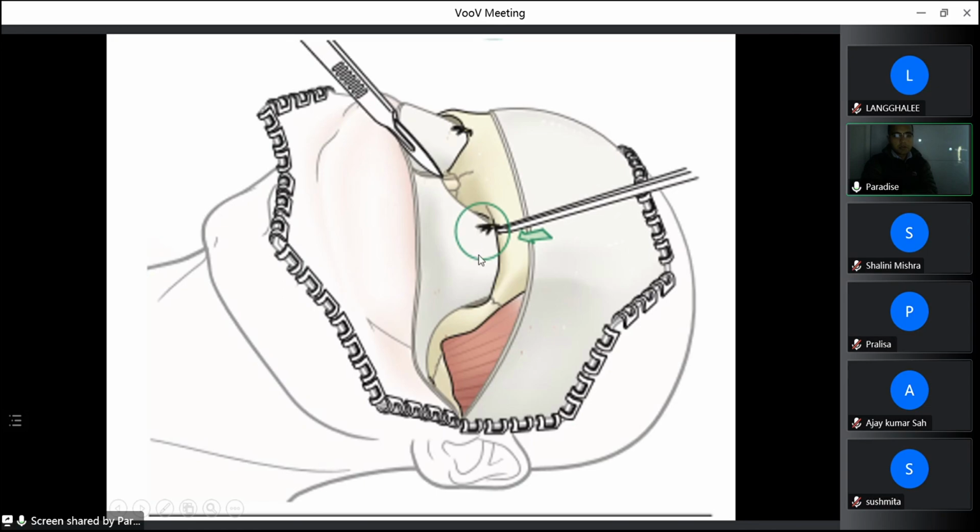The structure which is shown in this circle by the arrow is the neurovascular bundle which is present in the supraorbital rim. So we have to release it.